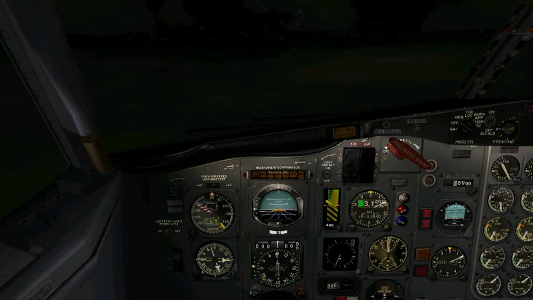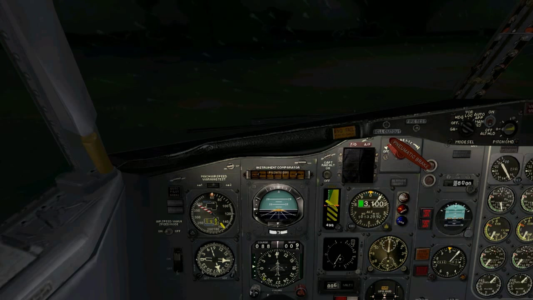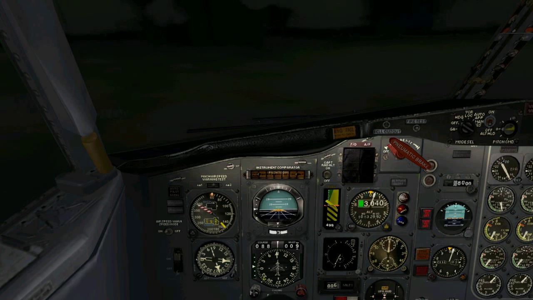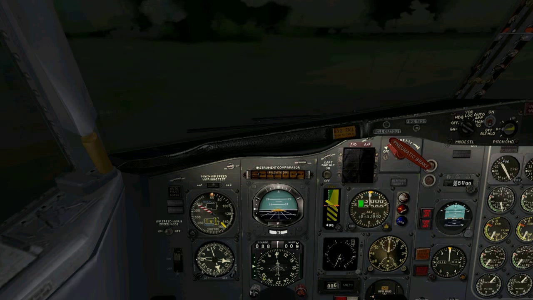But as I said, we're going to fly headings. This is very important. If you don't fly headings and you're chasing that needle, you're never going to get it centered. So it's very important to pick a heading and to fly it and then make adjustments as you go.